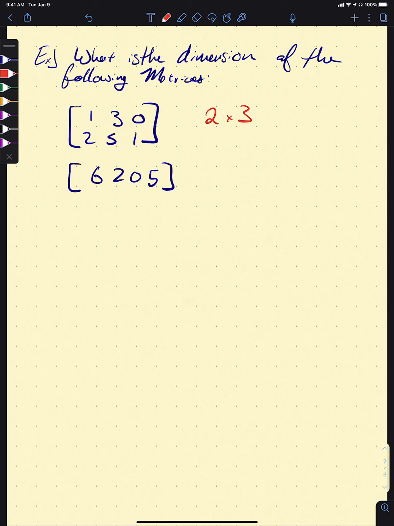And then the second one, it looks like it has 1 row and 4 columns. So it's going to be a 1 by 4, okay? Let's connect this again to our linear systems, okay?